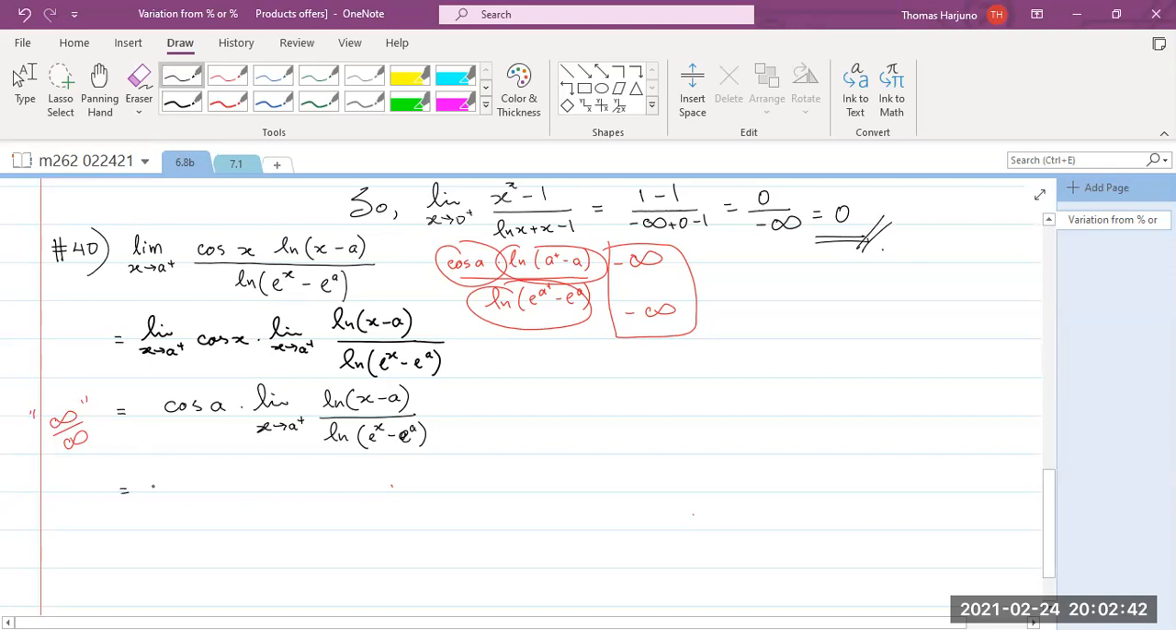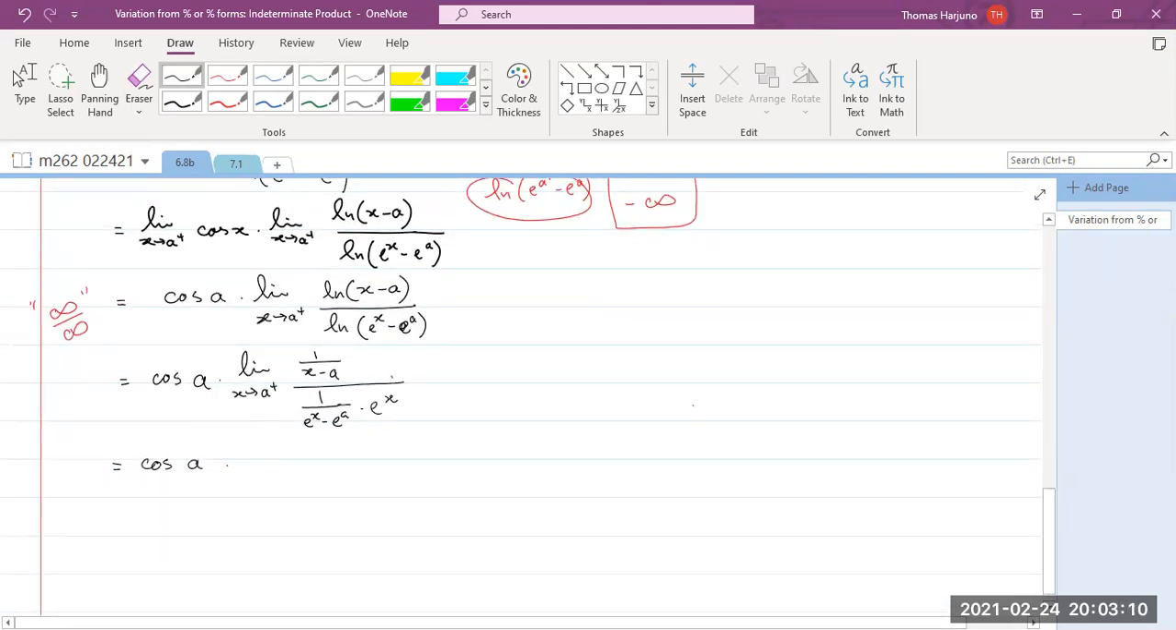So this is equal to, at least this is cleaner than what we had earlier, limit of x going to a positive of 1 over x minus a, big over 1 over e to the x minus e to the a times e to the x, which will give us cosine a times, now I massage that, limit x going to a positive of e to the x minus e to the a over e to the x times x minus a.